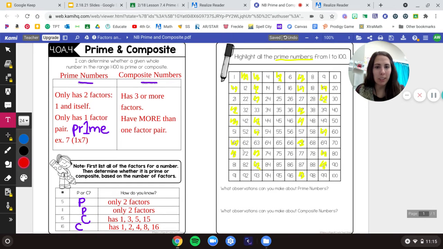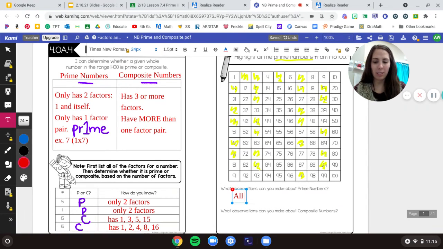Looking up and down at the columns, I noticed something. I notice all except 2 are odd. So all of those prime numbers, except for number 2, are in odd columns. So pretty much most prime numbers are odd. But are all prime numbers odd? Take a look. Is 9 odd? 9 is odd. Is it prime? No, it's composite.